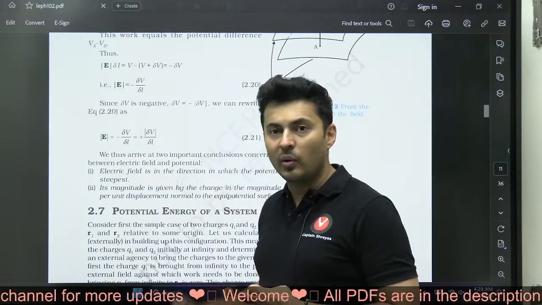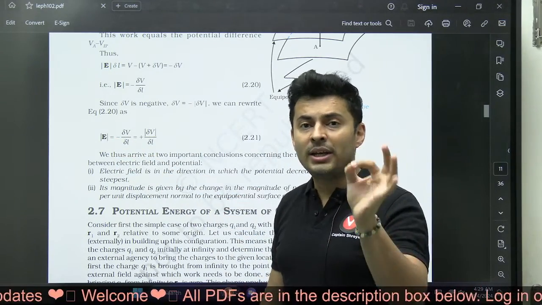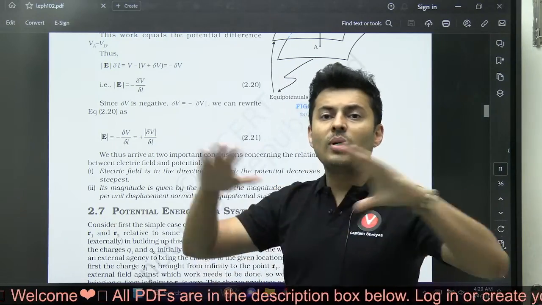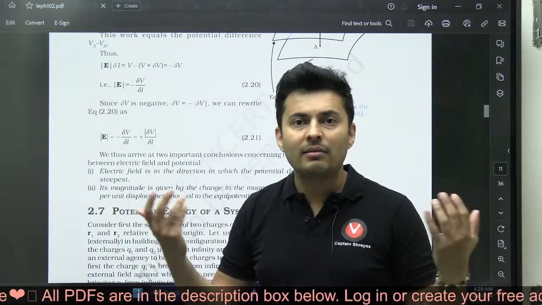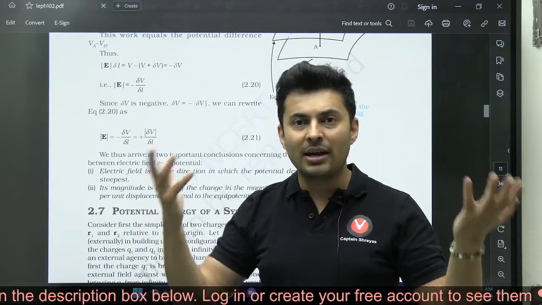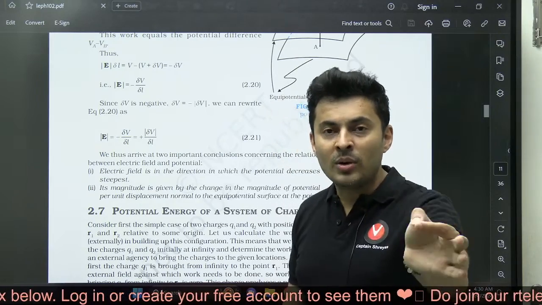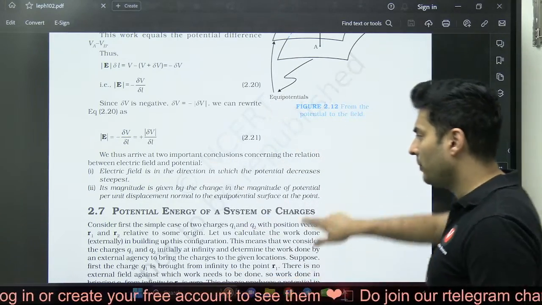Whenever field is 0, that means dV by dr will be 0. That means voltage is constant. So whenever voltage is constant, then the field will not be there, because it does not have any place to go from low to high, high to low at all. So only when there is variation in the potential, only then the field will flow.